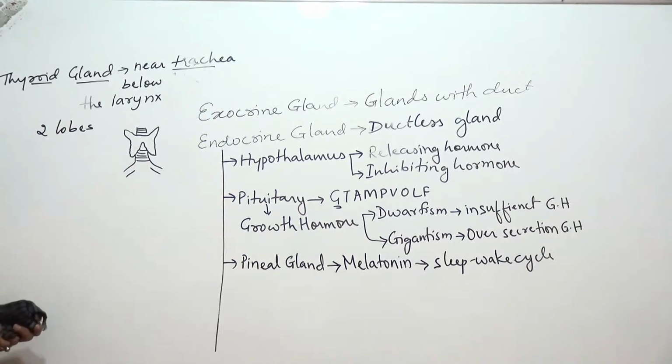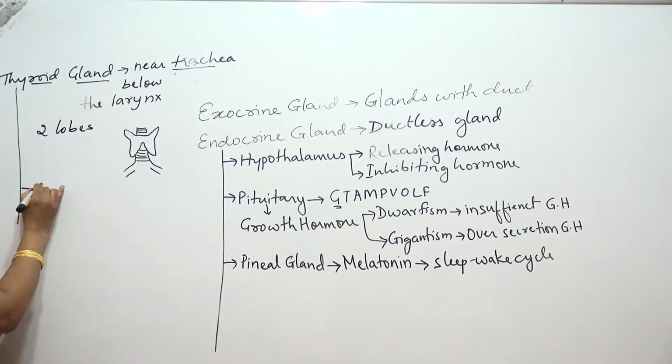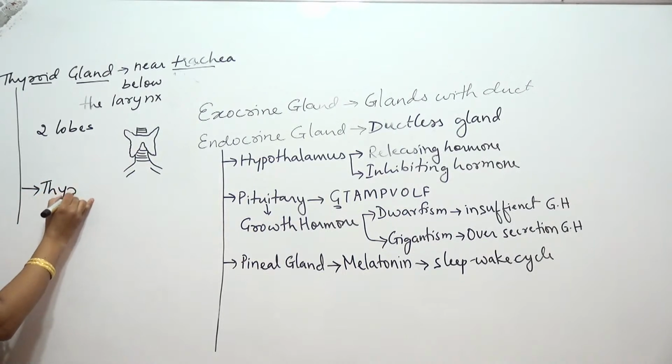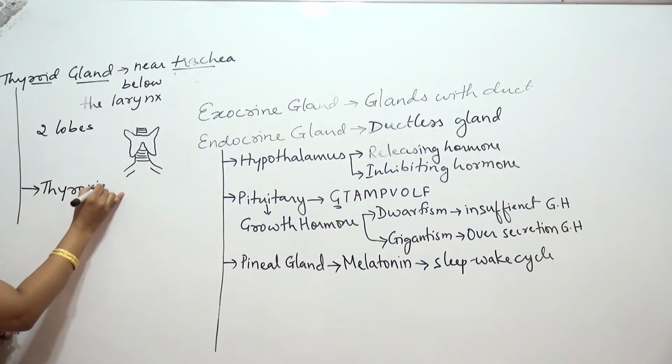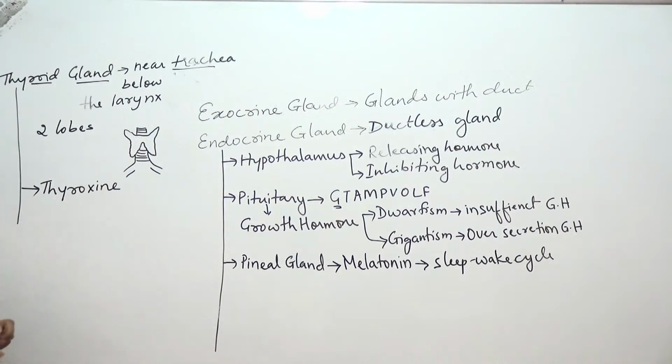What does this thyroid gland secrete into the body? The thyroid gland secretes the hormone called thyroxine. Okay, what is the hormone secreted by the thyroid gland? The hormone secreted by the thyroid gland is thyroxine.